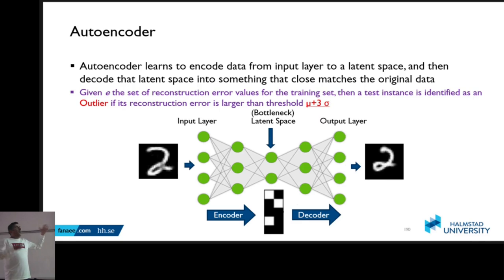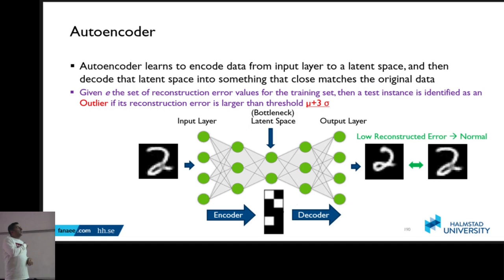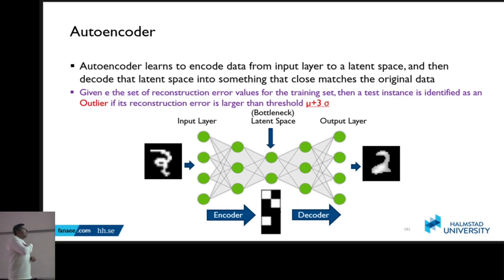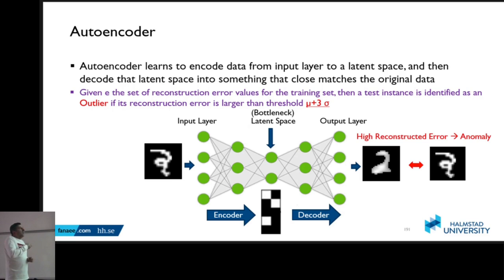After we learn the model, we give this example to the learned autoencoder and get this output. We compute the difference, the reconstruction error, between the output of the autoencoder and the original data. It is a low reconstruction error, right? But now imagine that we give this to the autoencoder. The autoencoder has learned the properties of number 2. It has not learned this irrelevant object, so it gives a 2 as output. Then if you compute the reconstruction error between this object and the autoencoder output, it is a higher reconstruction error.